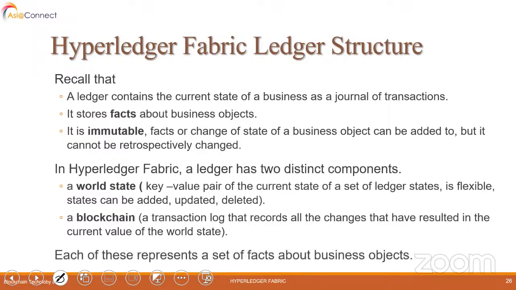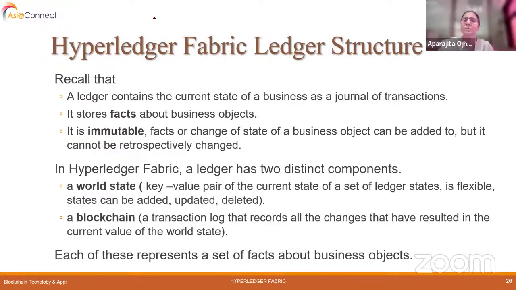So any questions up to here? Each of these represents a set of facts about business objects. If you have any questions, please feel free to ask. Else, I will proceed, or we can have a small break so that you understand what exactly we have covered till this period, and then we will go ahead with the fabric ledger structure. Any questions you have?